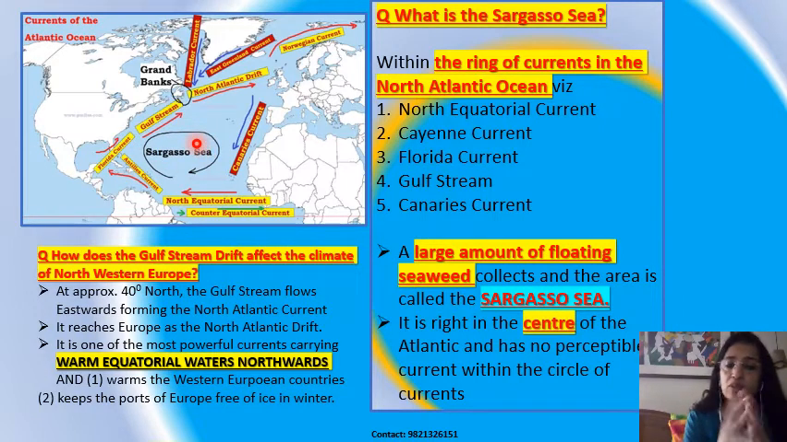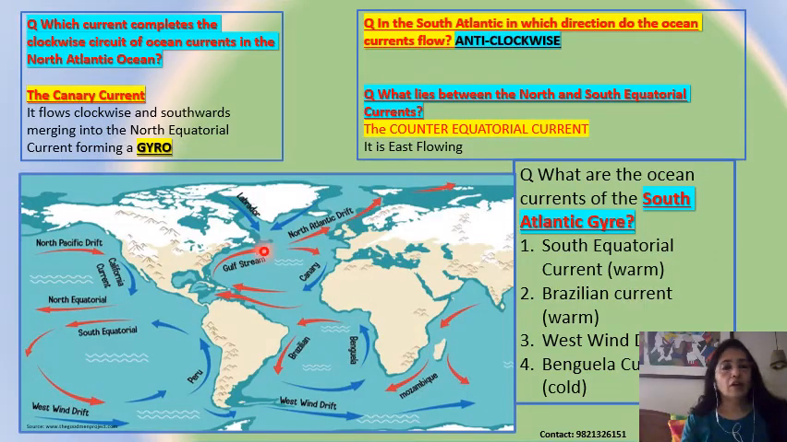So what is the Sargasso Sea? It's a large amount of floating seaweed found in the North Atlantic Ocean. In the circle of currents, name the currents. A very interesting question. Which current completes the clockwise circuit of ocean currents in the North Atlantic Ocean? We have seen the North Equatorial Current, the Florida Current, Gulf Stream, the Canary Current. Till here it has come. This Canary Current flows clockwise and southwards, merging into the North Equatorial Current again, forming a gyre. A gyre is a circular pattern, a clockwise circuit of currents.